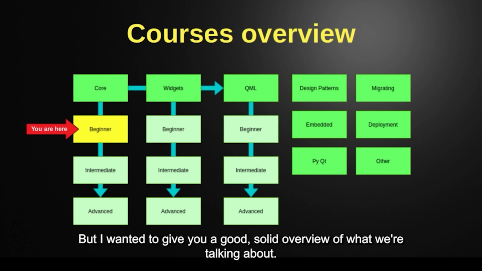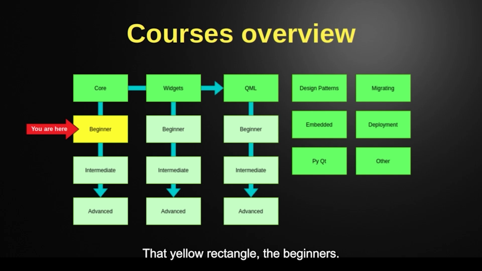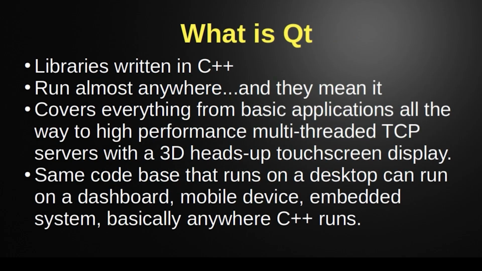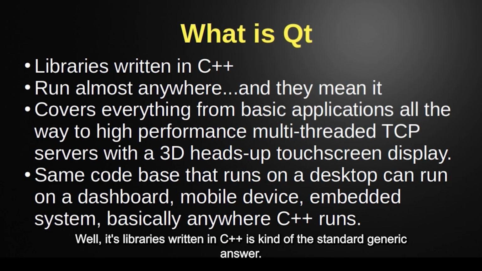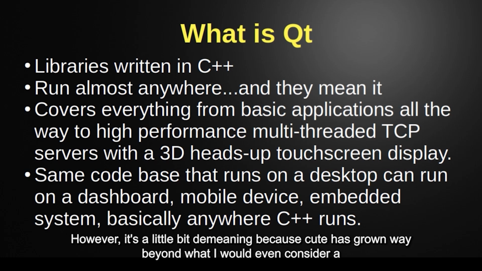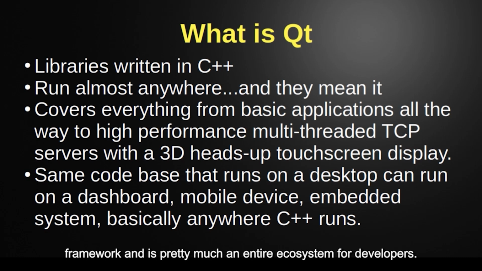But I wanted to give you a good solid overview of what we're talking about. That yellow rectangle, the beginners, this is the course. We're talking about the fundamental starting point. What is Qt? It's a question I'm often asked. Well, it's libraries written in C++ is kind of the standard generic answer. However, it's a little bit demeaning because Qt has grown way beyond what I would even consider a framework and is pretty much an entire ecosystem for developers.